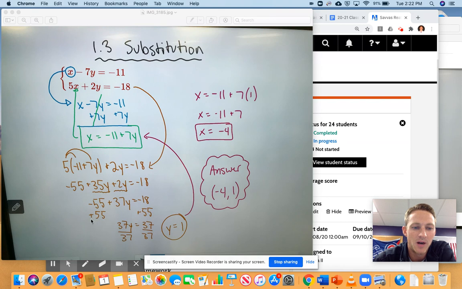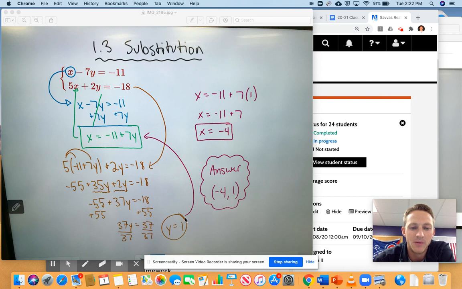I'm solving for y, so I need to move the whole number over to the other side to the other whole number. So we're adding, these will cancel. Now we have 37y equals 37. Going to divide by 37 to get y by itself, and y equals 1. Okay, we've solved for one variable.